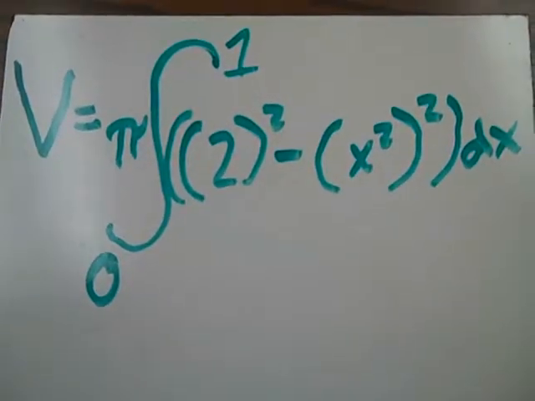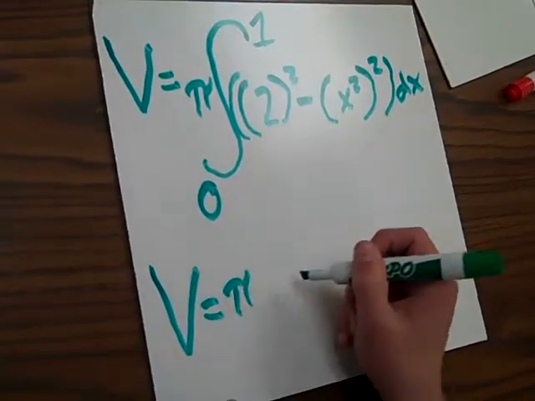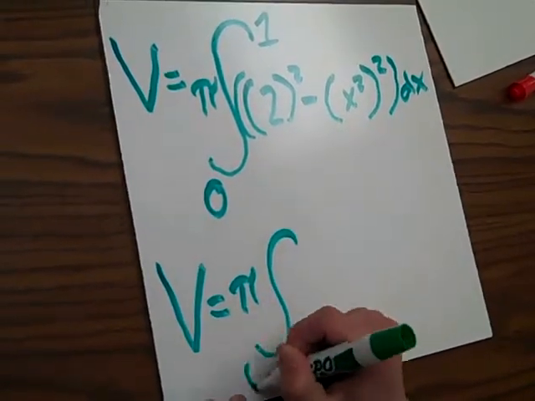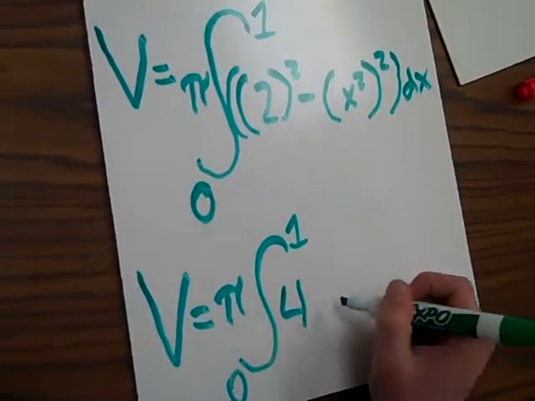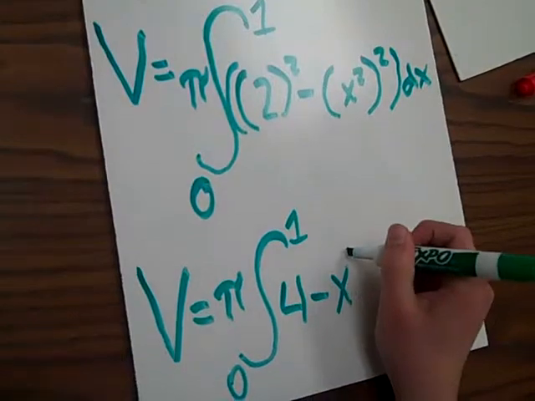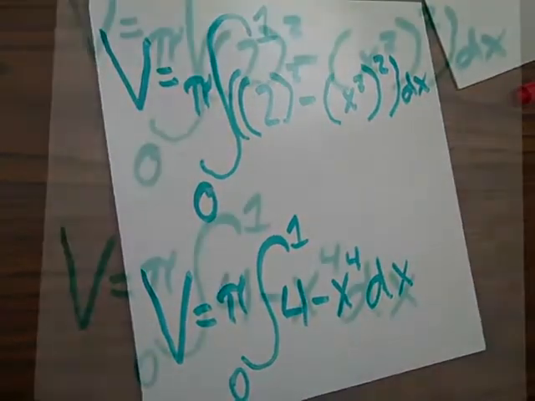Next, you're going to simplify it down to get that to a little bit more workable. So it's going to come out to 4 minus x to the 4th dx in your integral from 0 to 1.